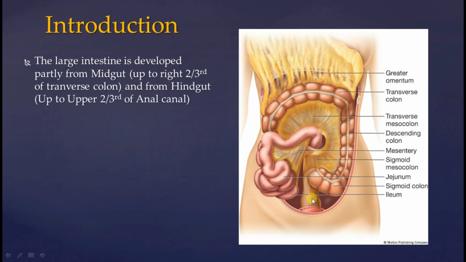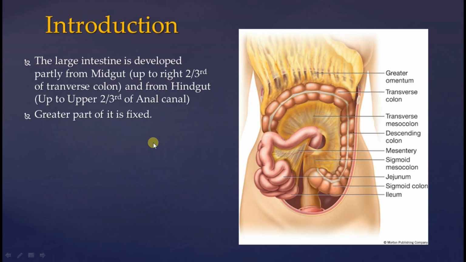The rectum lower part and anal canal is actually a derivative of cloaca. So cloaca is nothing but that part of the hindgut which is below the opening of the allantois. The allantois is actually a primitive excretory organ, which is very active in case of the apes.